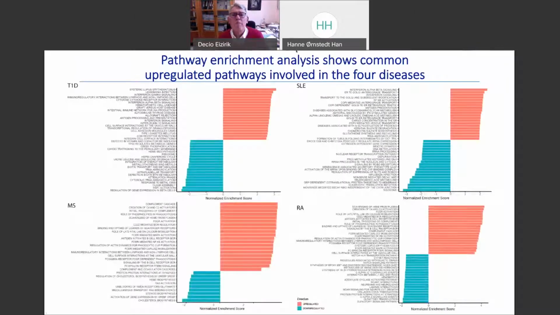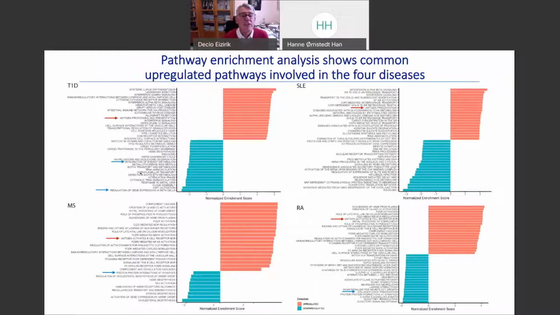So when you do pathway enrichment analysis, and here you have the four diseases, type 1, lupus, multiple sclerosis, and rheumatoid arthritis, you see that there are several pathways that are upregulated, and many of these pathways are upregulated in common. For instance, antigen processing or presentation is present in all target tissues of these autoimmune diseases. However, when you look at the downregulated genes, you have a different picture. In the downregulated genes, they tend to be disease-specific.